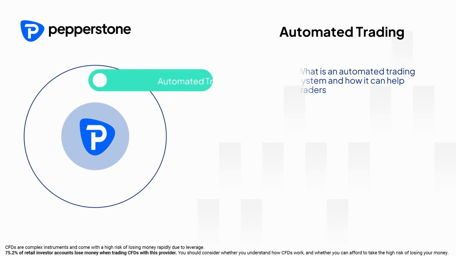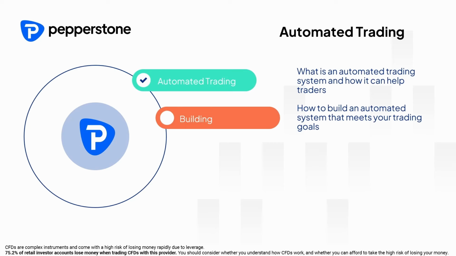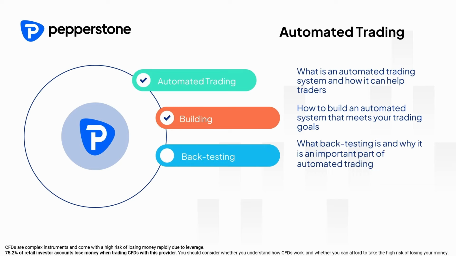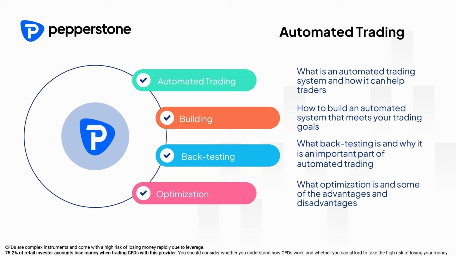In this lesson, we've learned what automated trading systems are and how they can help traders. We learned how to build an automated trading system that meets your trading goals. We talked about backtesting and why it is so important to be part of any automated trading plan. And we talked about optimization and the ins and outs of what optimization is and how it needs to be managed as part of any automated trade planning system.